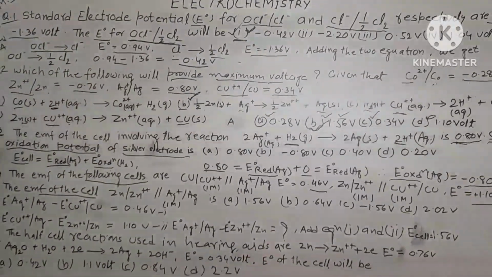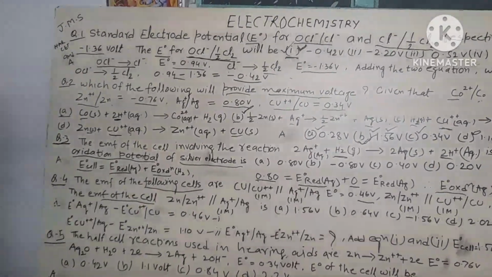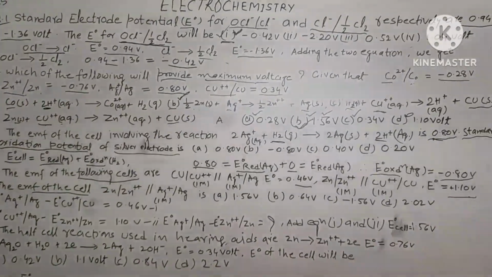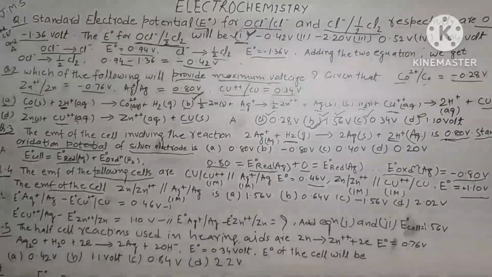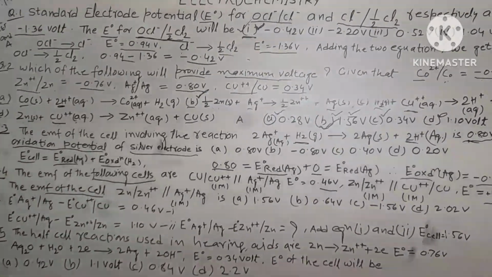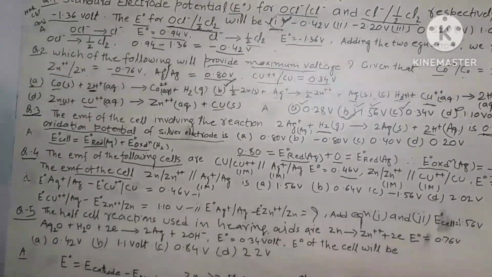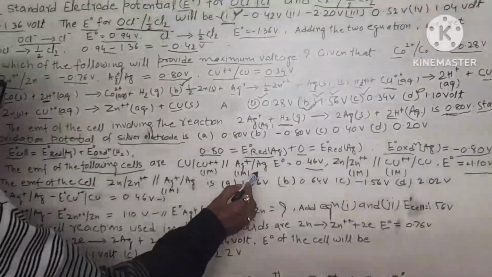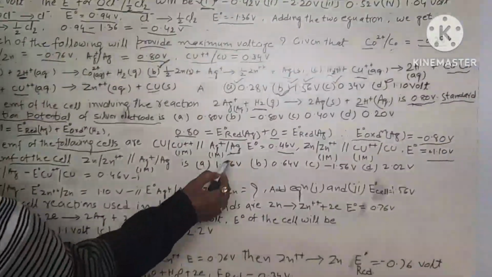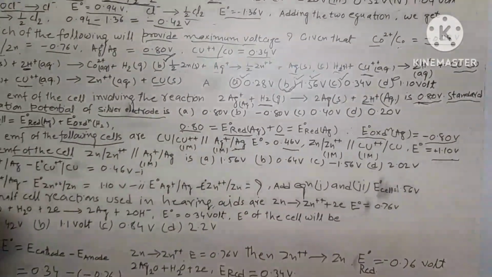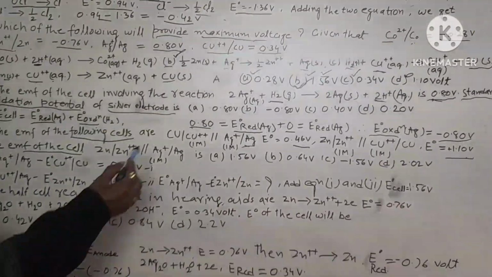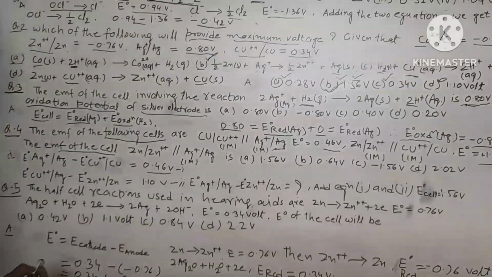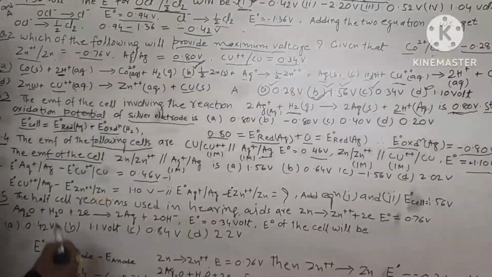You know that E cell will always be E cathode minus E anode. The E cell value is given, so you can write E cell is equal to E cathode minus E anode. Only thing is you have to think which one is cathode and which one is anode. For the first cell, silver is the cathode, and copper will obviously be the anode. So this minus this is equal to 0.46.